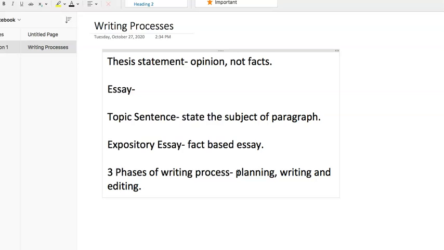Another one, proofreading. Proofreading is part of the editing stage. Those are probably the 2 most common questions about the 3 phases of the writing process. But you do want to know that it's planning, writing, and editing, and that it's done in that order.